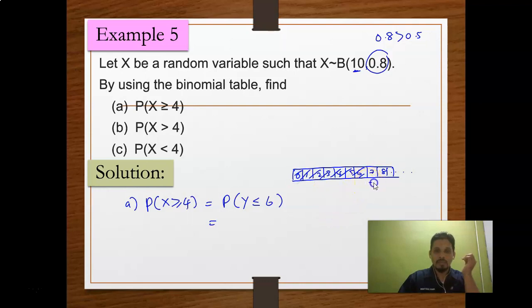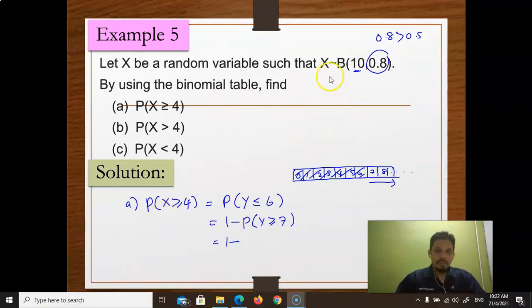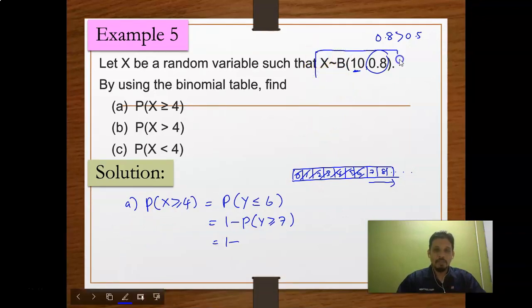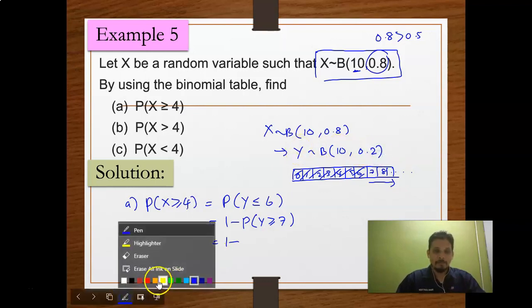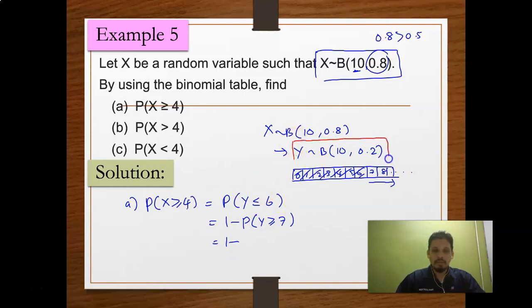Including 6, so that means we are going to subtract probability of y equal to 7 and the rest of it. Okay, it is 1 minus probability of y greater than or equal to 7. Okay, class, I forgot something here. For this term, from x binomially distributed for 10 and 0.8, we change it to the term of y binomially distributed, where the number of trials is 10 and the probability of success here is 0.2. So this is our reference now.